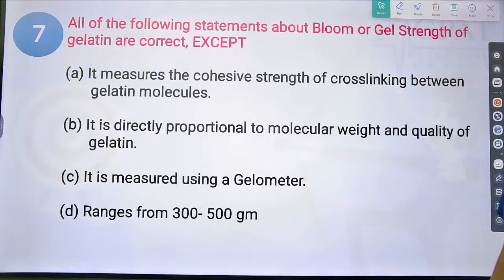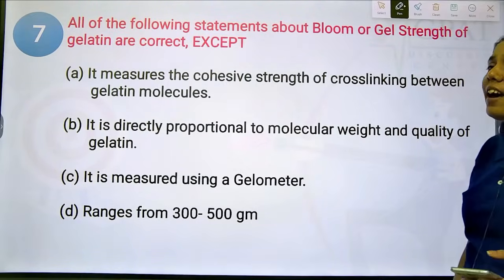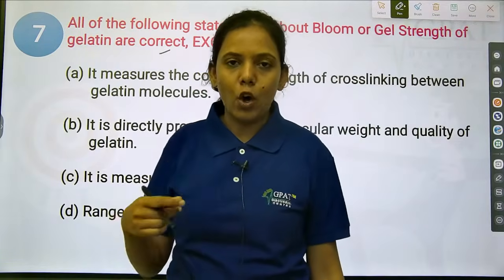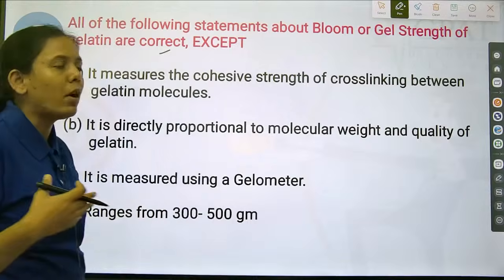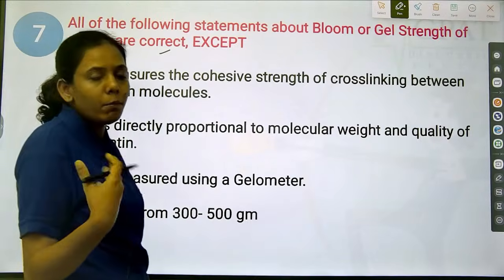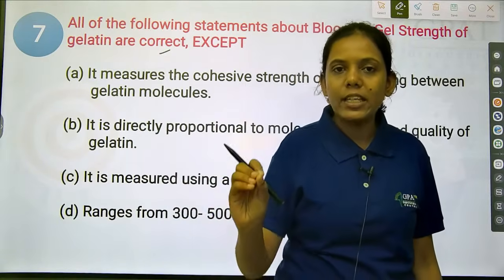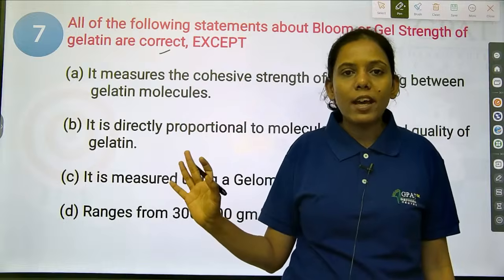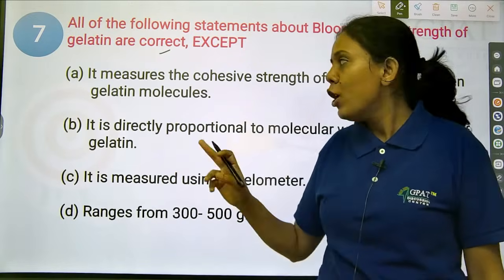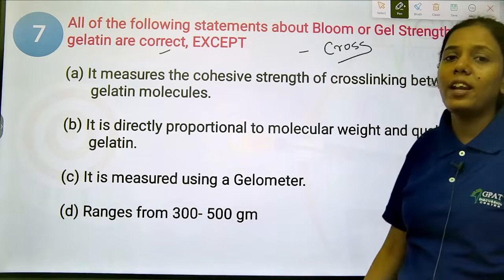Next is, all of the following statements about bloom or gel strength of the gelatin are correct except. First of all, bloom strength or the gelatin strength will tell you about the molecular weight. It is directly proportional to the molecular weight of the gelatin. Because if molecular weight is higher, the gelatin molecules are higher and definitely there will be more cross-linking between them. So bloom strength tells you about the cross-linking between the gelatin molecules.